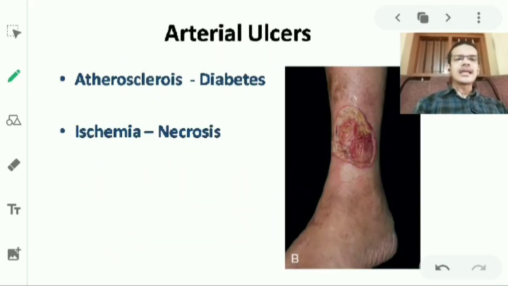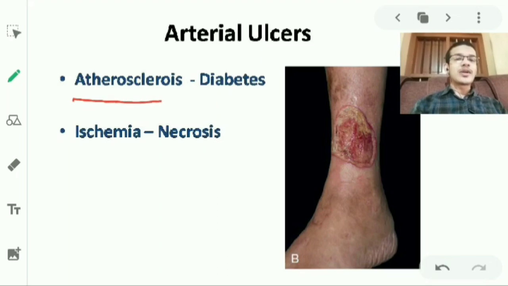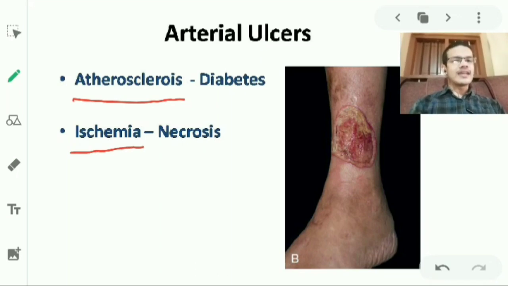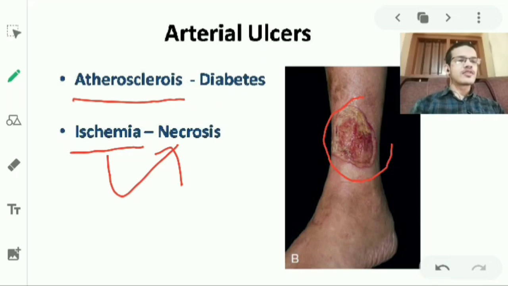Next, arterial ulcers. In diabetic patients, and many other factors also contribute, there will be something known as atherosclerosis. These atherosclerotic plaques block the vessels. If a vessel is blocked, the blood supply is blocked, and that leads to ischemia. If it persists for a long time, it leads to necrosis of the skin and the underlying connective tissue, which we see as the ulcer. Arterial ulcers will be pretty painful.